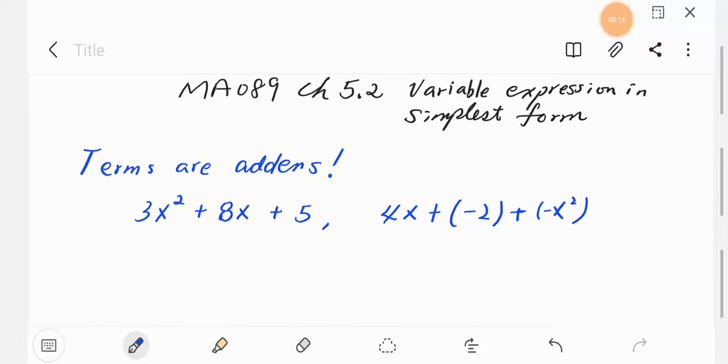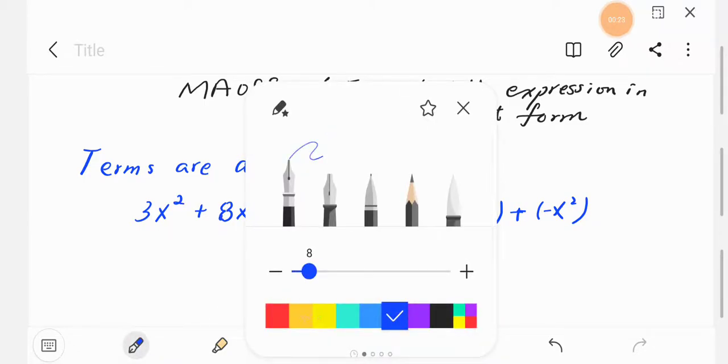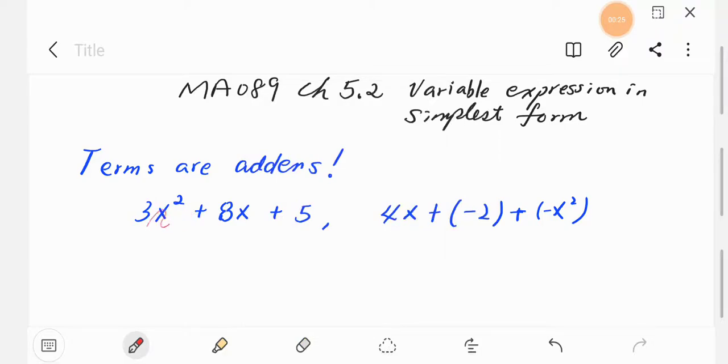The terms are the addends. So the expression is composed of addition, and then each part is called a term. In this case, 3x squared, 8x, and 5 are the terms of this expression. So there are three terms in this case. And in the second expression, there are 4x, negative 2, and negative x squared.